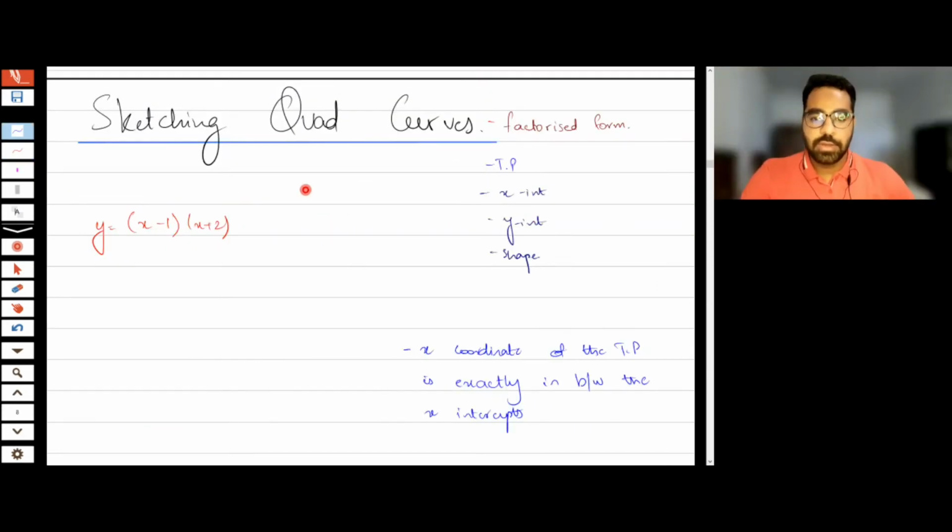Now we're going to move on to the sketching of quadratic curves when we have a quadratic equation in the factorized form. Remember one thing, when you have a quadratic equation in the factorized form, like in this form, you have to do the exact same thing. You have to find the turning point, the x-intercepts, the y-intercepts, and the shape.